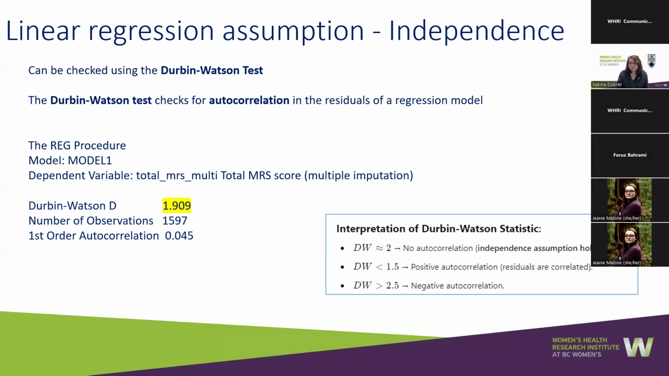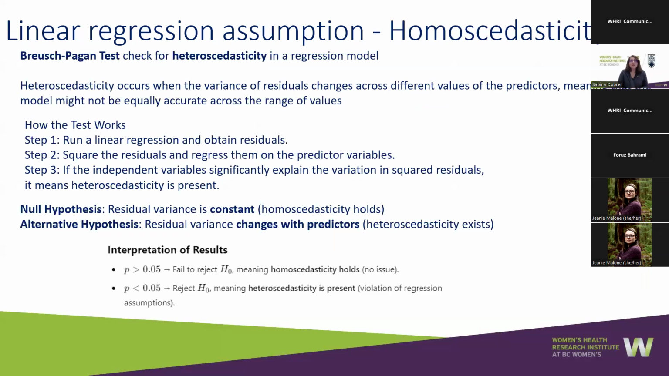There is a cutoff for the statistic. Basically, if this is close to 2, there is no autocorrelation, and we have independence of variables. If we would get something less than 1.5, we will have positive autocorrelation, and if it's more than 2.5, we will have negative autocorrelation. So everything is perfect. We proved the first assumption: it looks like it's linear, and it looks like independent. So now we're going to go to homoscedasticity.